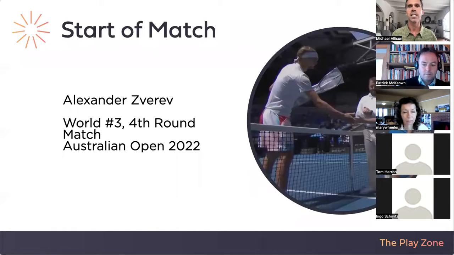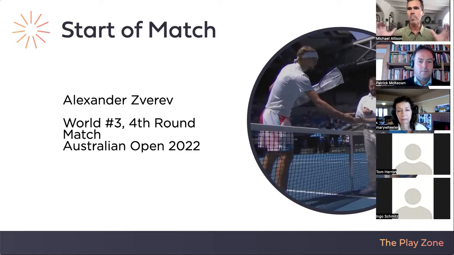Sascha Zverev, and he was the world number 3 at this time. This was the Australian Open of this year in 2022. He was the heavy favorite in this match. This was the 4th round. And we're going to just go through these images. I'm going to point out a couple of key features in his presentation, in his body, and then we'll wrap it all up and you'll understand it later on about why I'm pointing out these particular things.